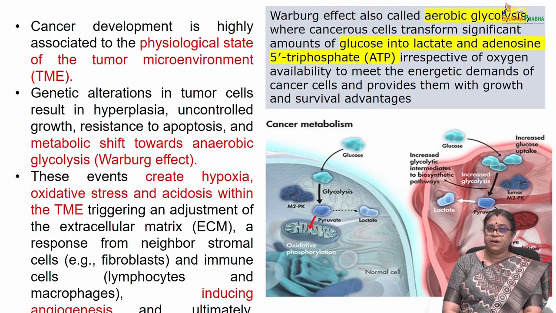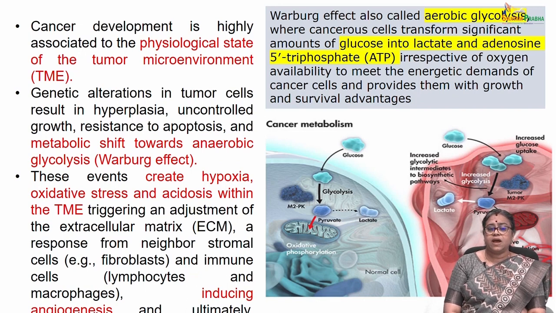As we all know, cancer development is highly associated with physiological state of tumor microenvironment. We have genetic alterations which happen in the tumor cells, which result in hyperplasia, leading to uncontrolled growth and resistance to apoptosis. Actually, there is a metabolic shift towards anaerobic glycolysis, which we call the Warburg effect. The Warburg effect is otherwise called aerobic glycolysis, where the cancer cells are transforming significant amounts of glucose into lactate and ATP. So here, when cancer cells undergo glycolysis, they produce a lot of lactate, irrespective of whether oxygen is present or not, to meet their energetic demands. This Warburg effect gives the cancer cells advantages for growth as well as for survival.